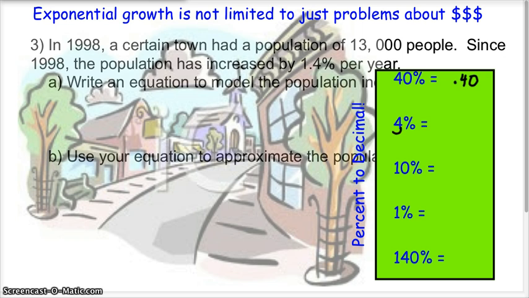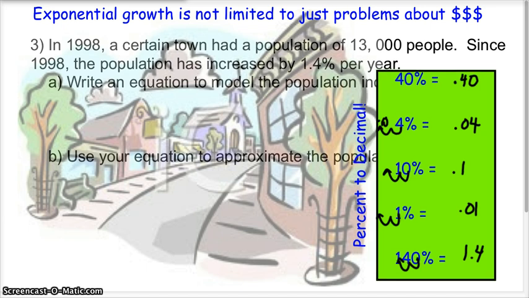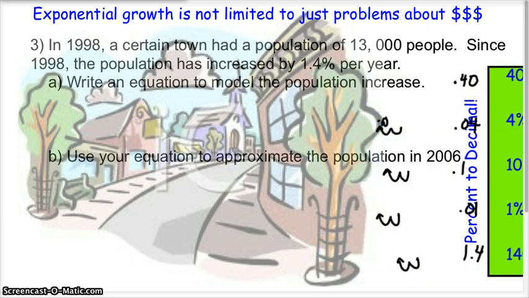We move the decimal 2 places. There's a blank spot, so add a 0 in. 4% would be 0.04. 10% would be 0.1, but 1% would be 0.01. 140% would be 1.4 or 1.40. So in this problem, before we put our percentages in, we have to change them into decimals.